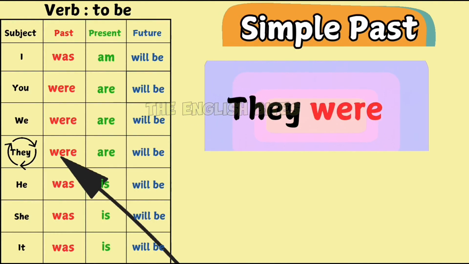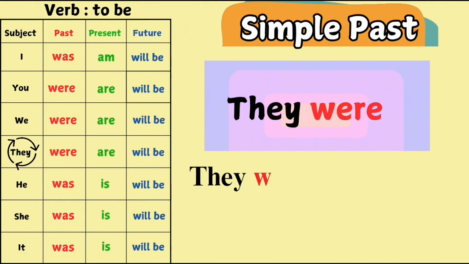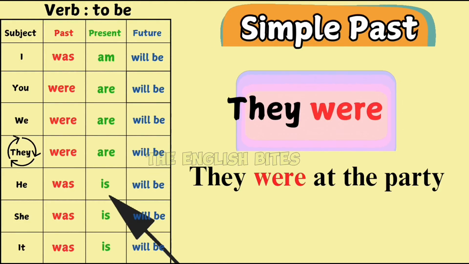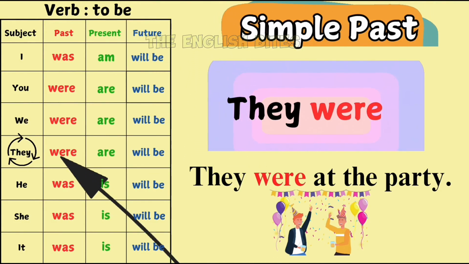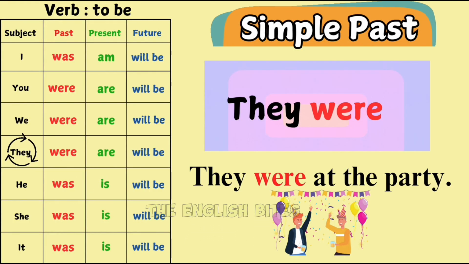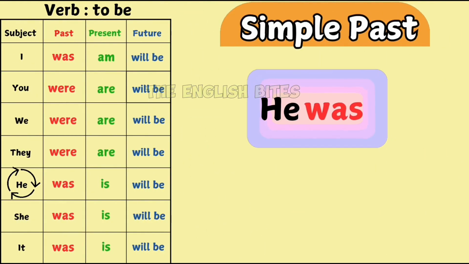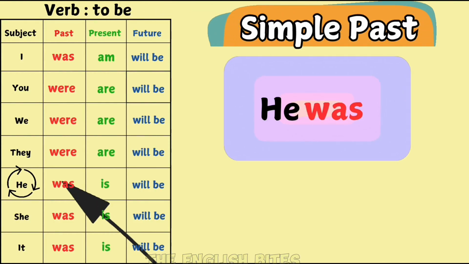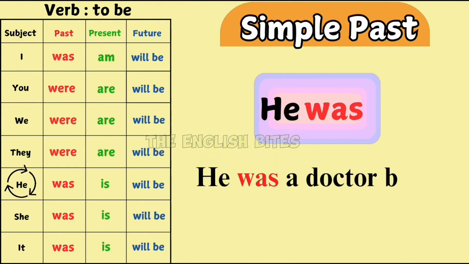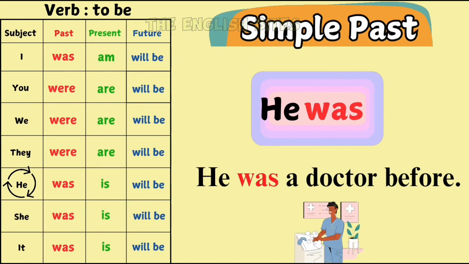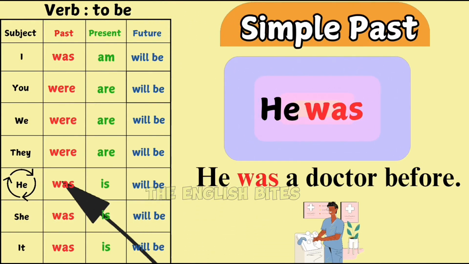Simple past, they were. They were at the party. Simple past, he was. He was a doctor before.